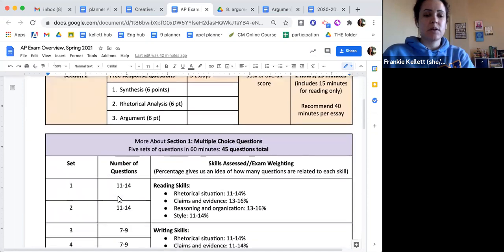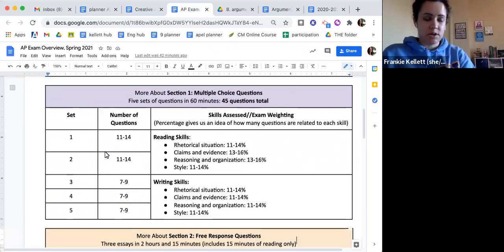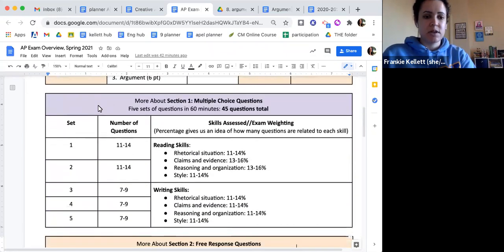Okay, so going a little bit more in depth about the multiple choice section, which is what I talked about earlier, it's in purple up here, right? So it's in purple down here to tell you more about it. There are 5 sets of questions. 2 of the sets are reading skills questions. So they go over things like rhetorical situation, claims and evidence, reasoning and organization, and style. Okay, and again, all 5 sets you do in 60 minutes.